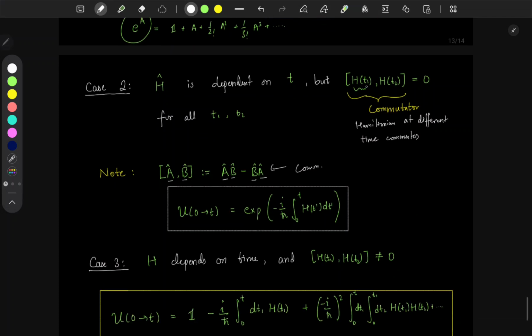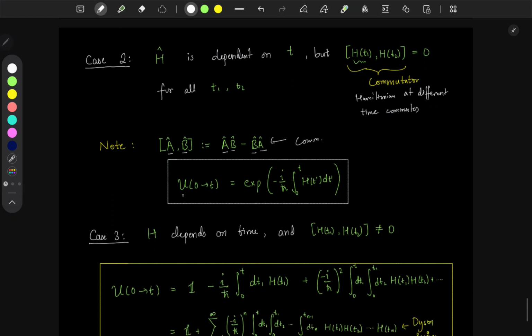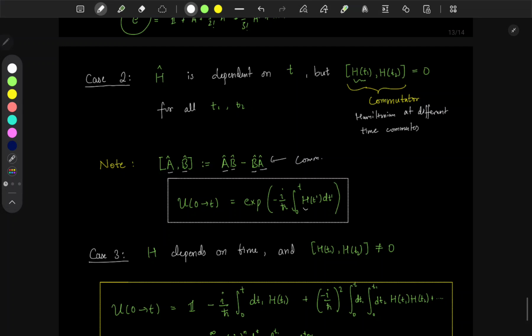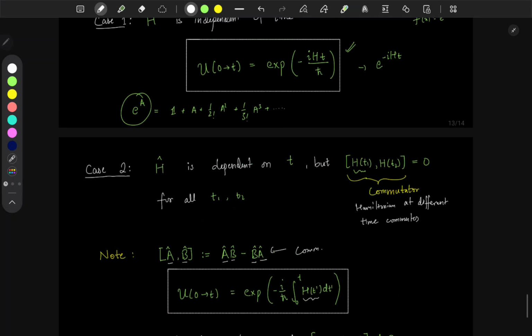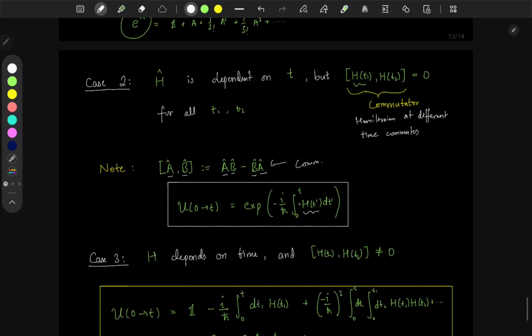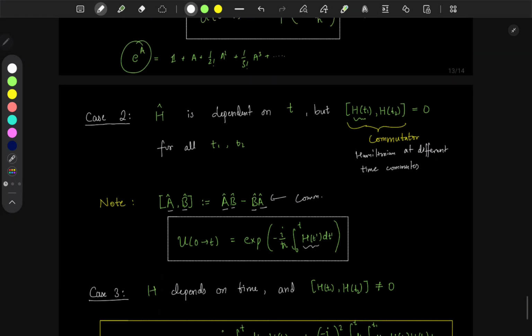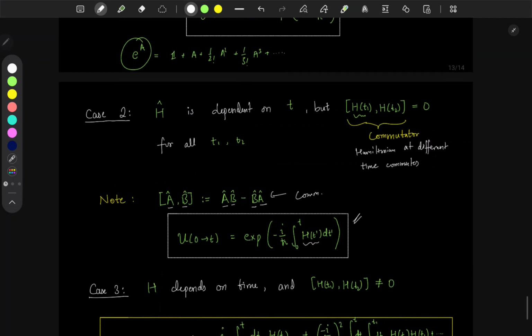And in this case, when H at different times commutes, the time evolution operator would be a simple integration of this Hamiltonian as a function of time, with time from 0 to t, and this term in front. So this is how the solution looks in this second case. Here it is just multiplying the time difference, from 0 to t, or from ti to tf. In that case it would be delta t, and here you are integrating over that. So it seems very intuitive as well.